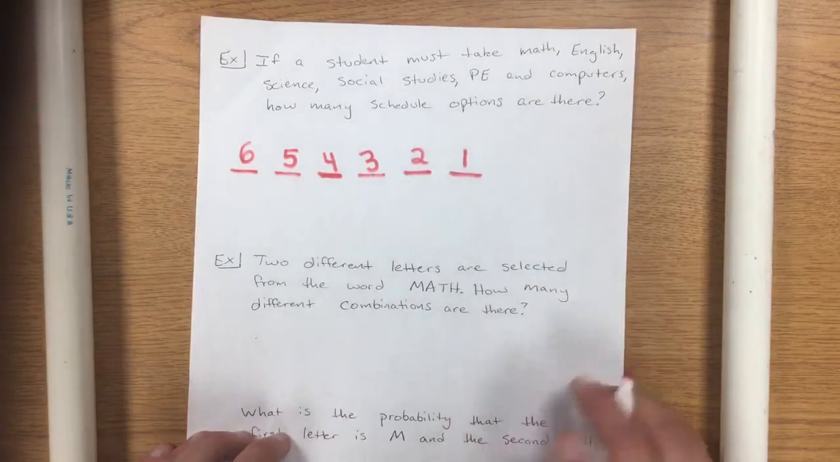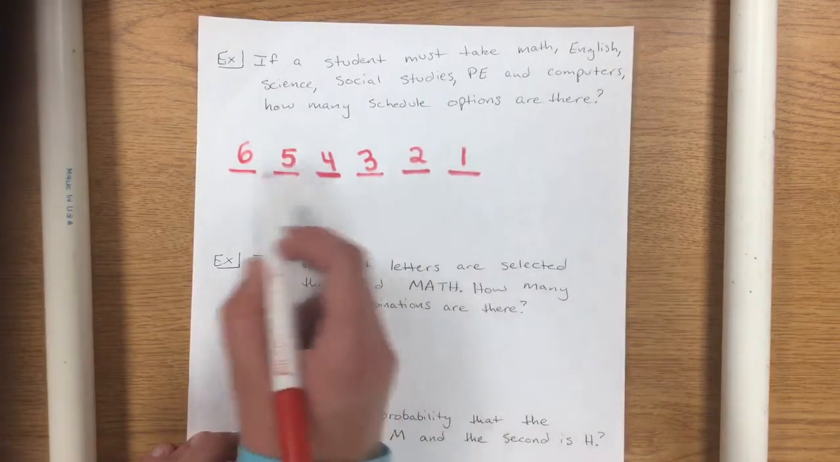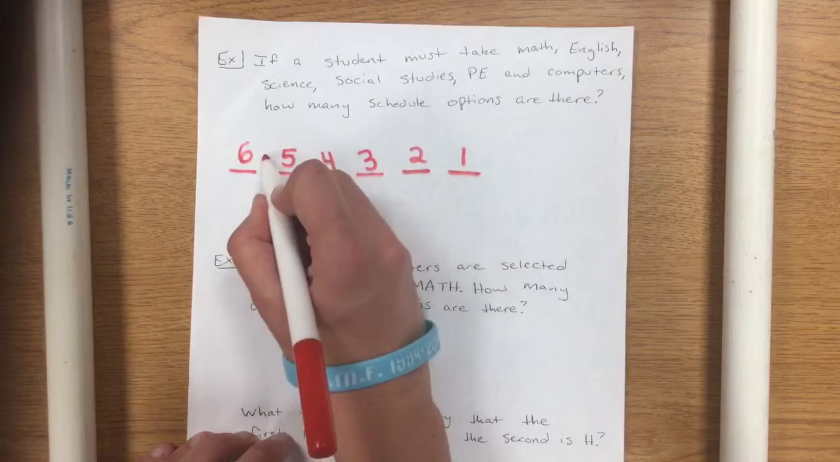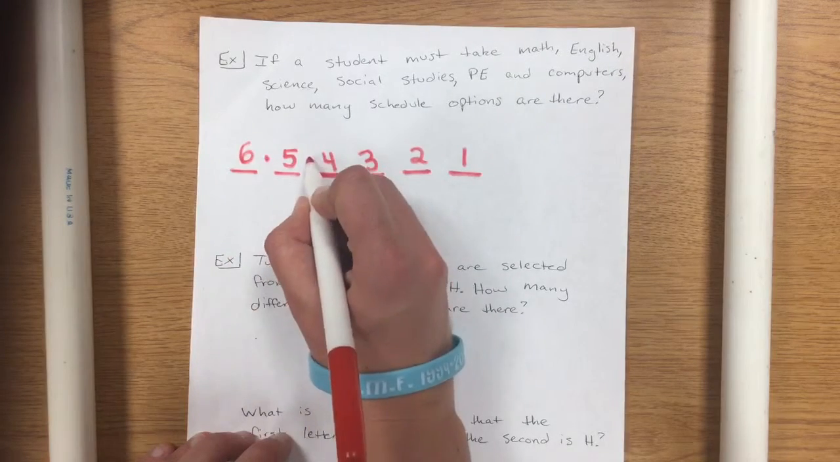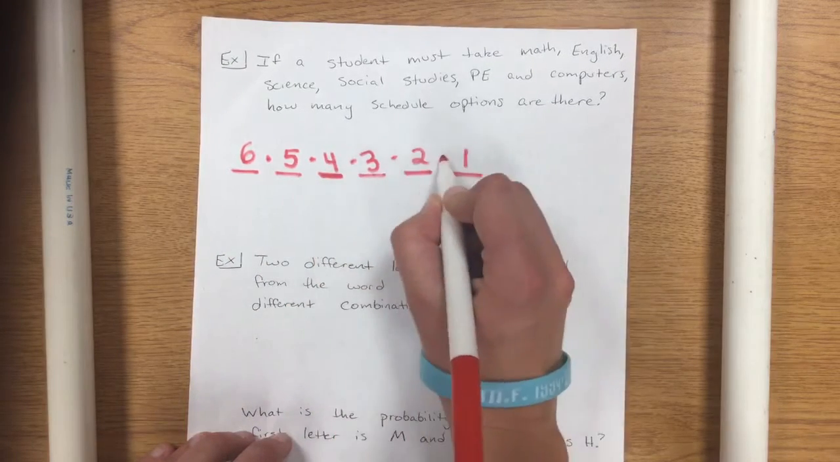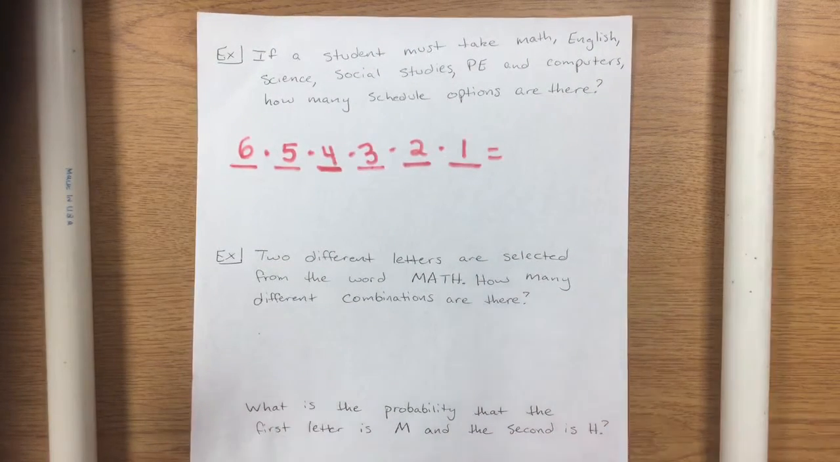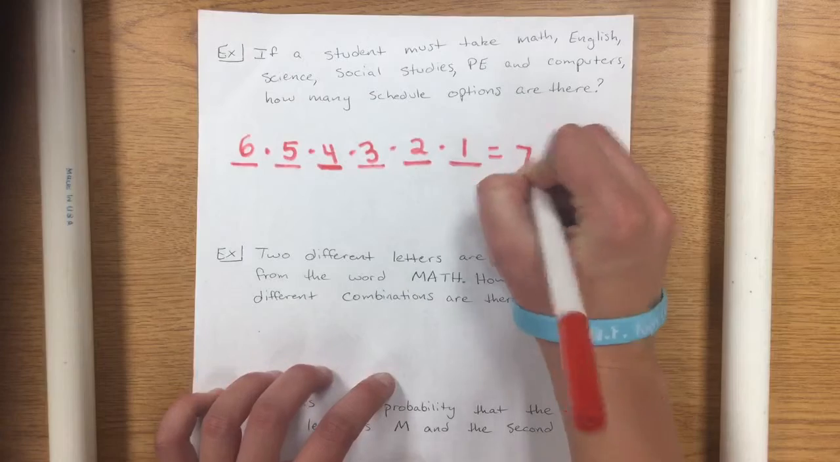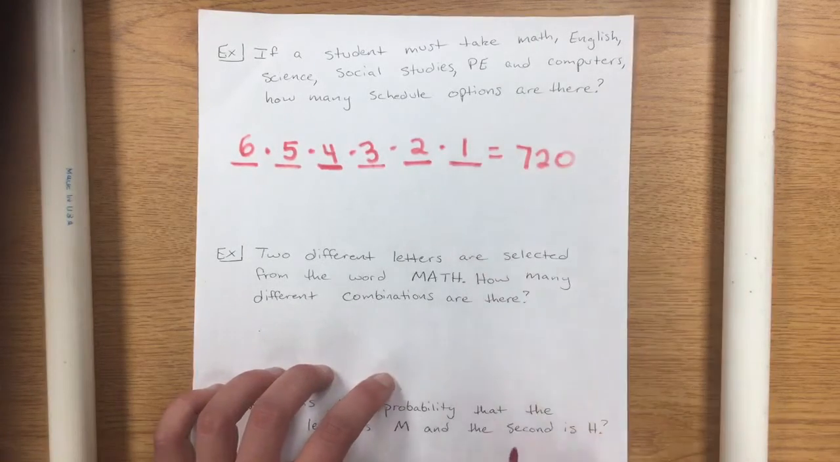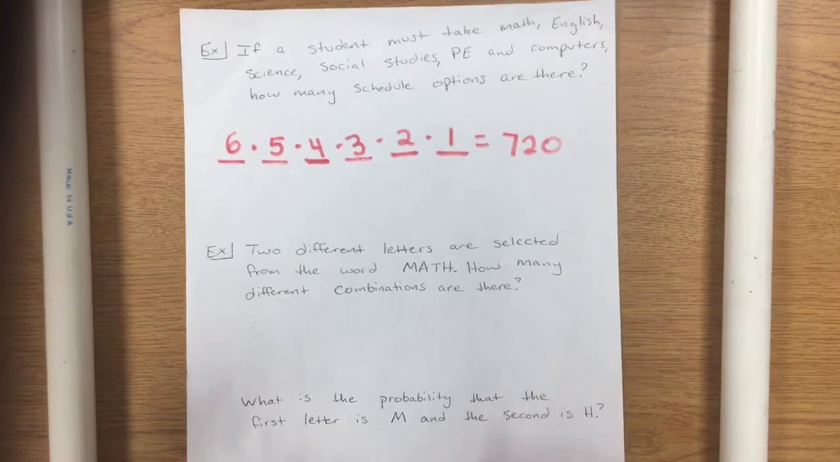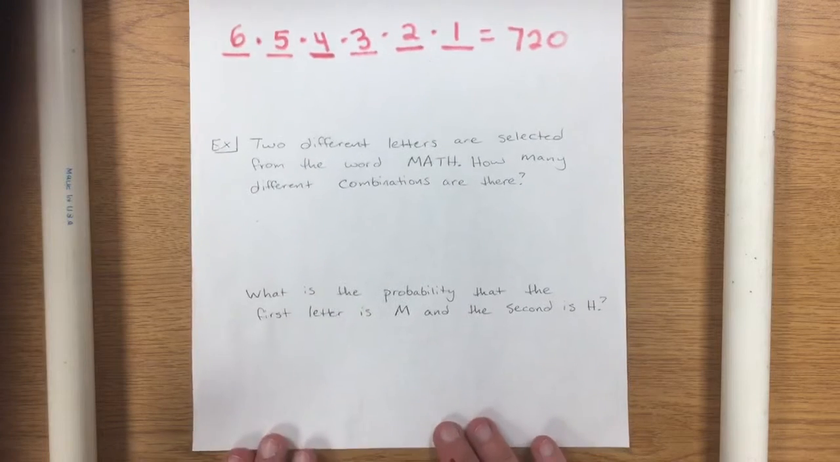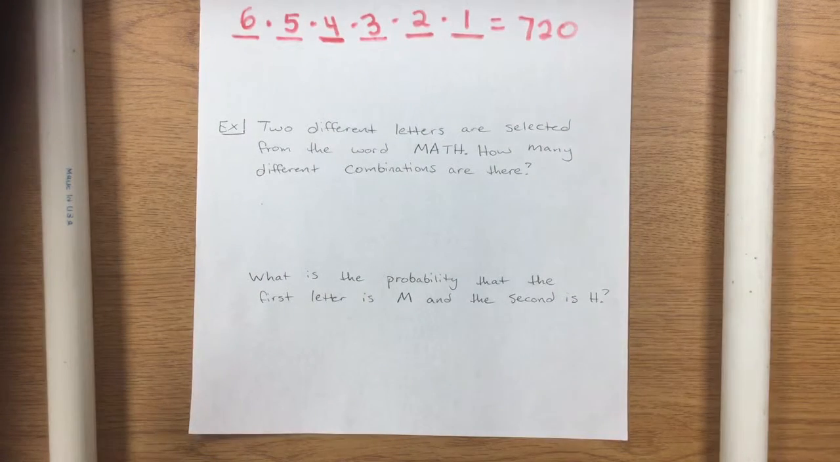Nice job. All right, so what do I have to do with all of these numbers? Multiply them. All right, so in one of our last examples, we already multiplied 6 times 5 times 4 times 3 times 2 times 1. And what did we get? 720 possibilities. Nice job.